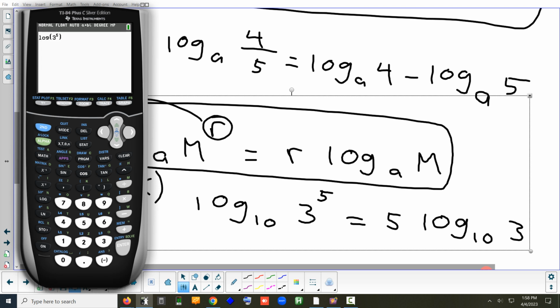First of all, is what I just typed in the same thing as what I wrote on the board? Yeah. I didn't write the base, and that's okay. So I get that number. Now let's take 5 log 3. Took the 5 and moved it in front. Same exact thing.